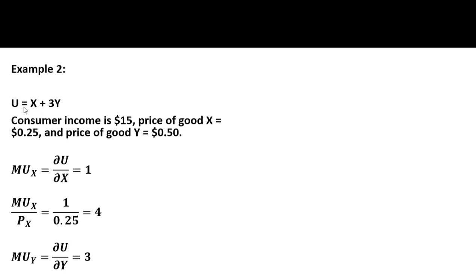Example 2, utility equals X plus 3Y. Consumer has $15 income, price of good X is 25 cents, and the price of good Y is 50 cents. The marginal utility of X is 1, and the marginal utility per dollar of good X is the marginal utility of good X divided by the price of X, and that's going to be 4. And the marginal utility of Y is just 3 here, and taking that 3 and dividing it by the price of good Y, the marginal utility per dollar of good Y is 6.